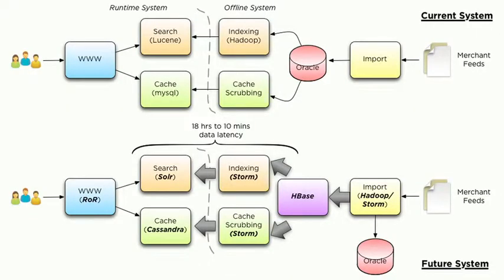So currently we are working on a project where we are replacing our legacy infrastructure with a new, more reliable, more scalable, real-time infrastructure. The goal of this project was to reduce end-to-end data latency to 10 minutes. So with this goal in mind, we started working on this project at the beginning of this year.